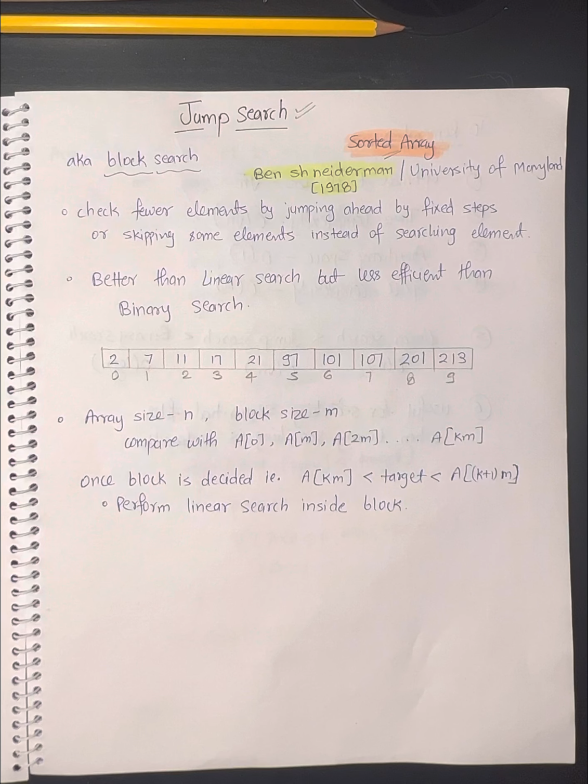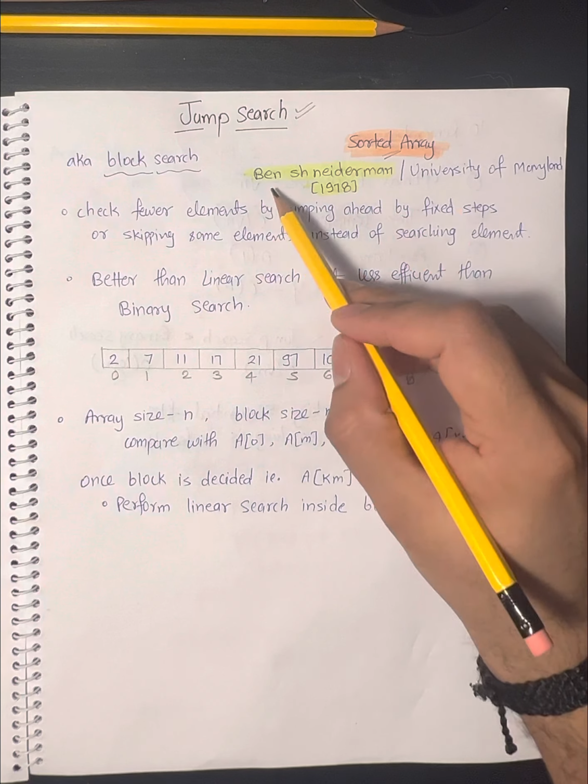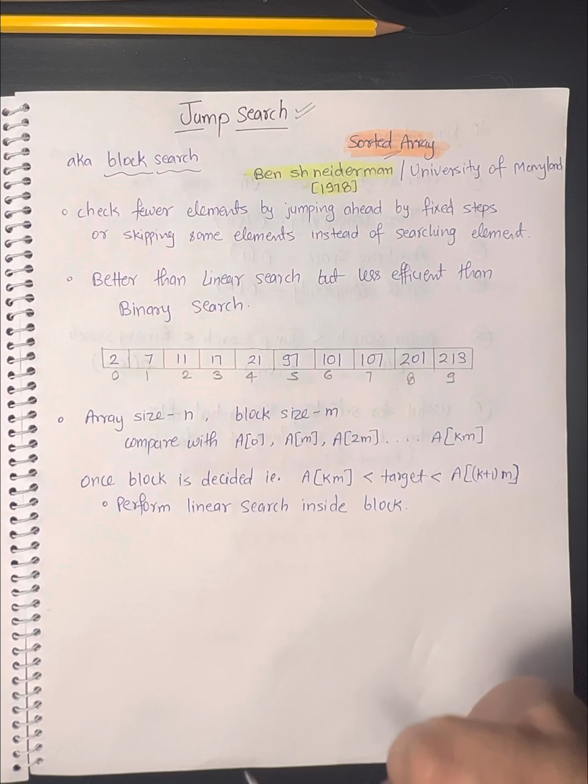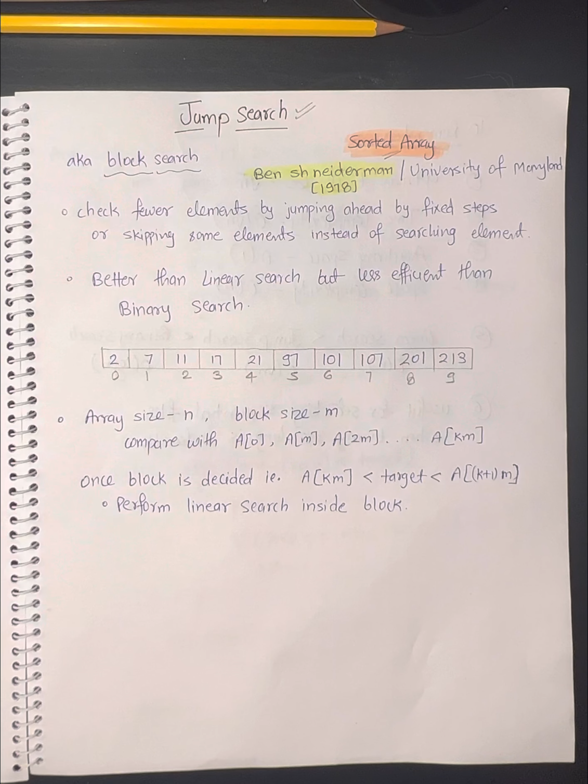The jump search algorithm was developed by Ben Shneiderman in 1978. He published a paper on it named "Jump Searching: A Fast Sequential Search Technique". I will also give a link to that paper, so if you want you can study the actual paper where it was developed.